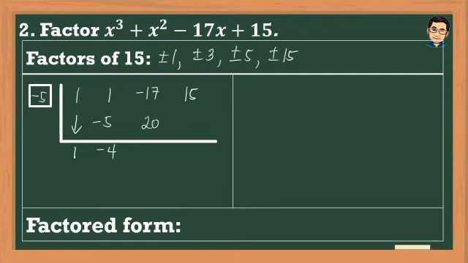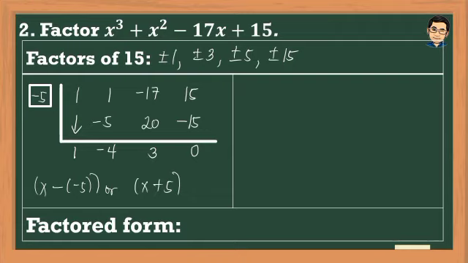Negative 17 plus 20, that is 3. And then 3 times negative 5, that is negative 15. Finally, 15 plus negative 15, 0. So remainder po is 0. So negative 5 is a factor. So kapag sinulat natin negative 5 in terms of x, yung may x siya, so magiging x minus negative 5. So ganito siya. X minus negative 5 or x plus 5. So change the sign of the subtrahend and then proceed to addition.